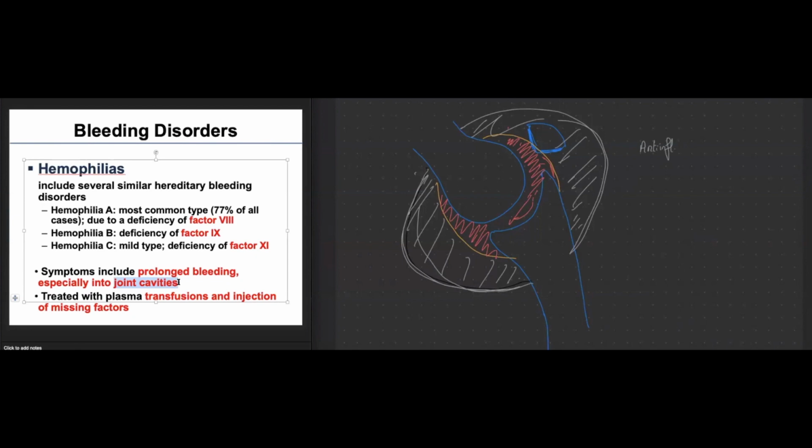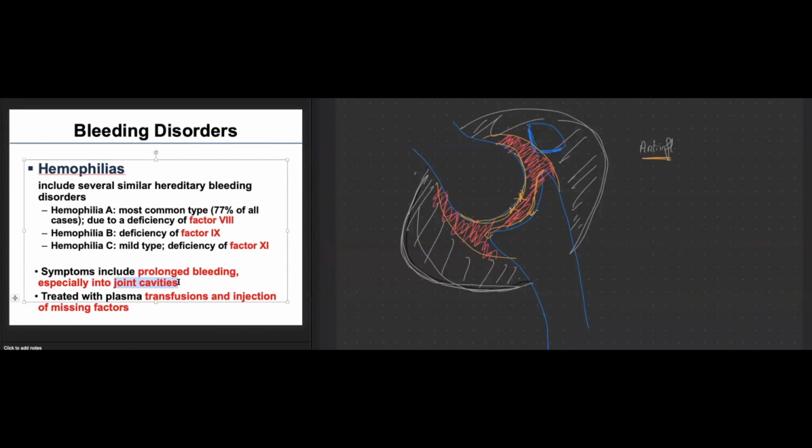All right, so what is the problem here? The problem is that this blood is gonna be coagulated, and as it coagulates within the joint cavity, it's gonna cause the destruction of the hyaline cartilage covering the articular surfaces. And this is going to cause a permanent destruction of this joint for the child.